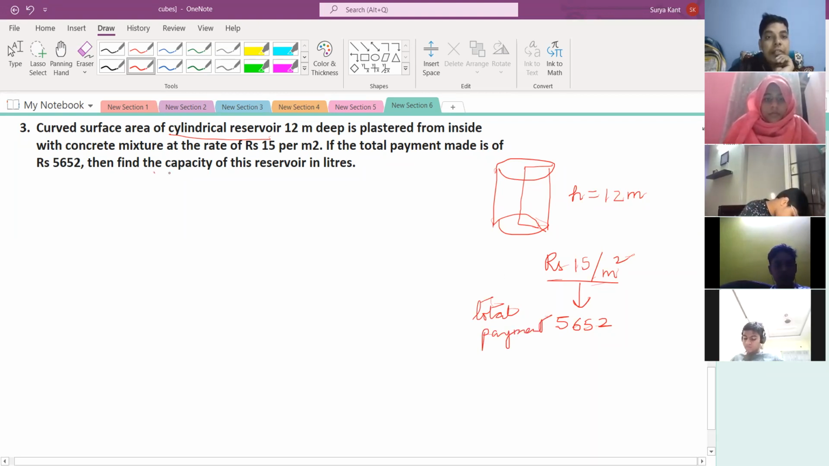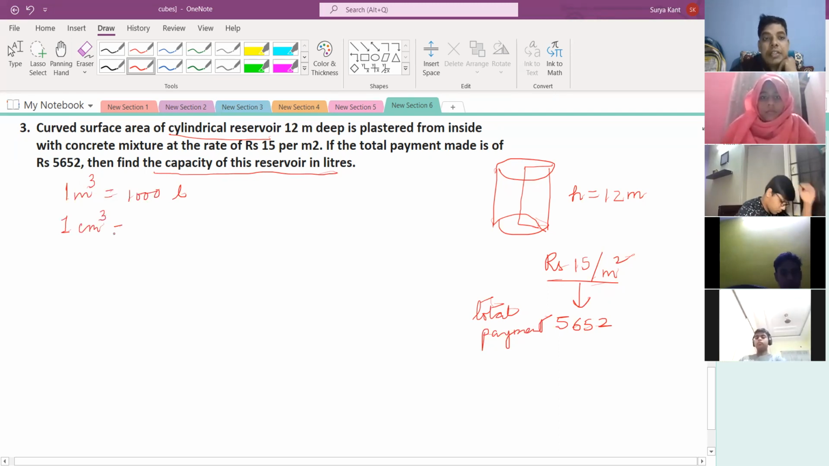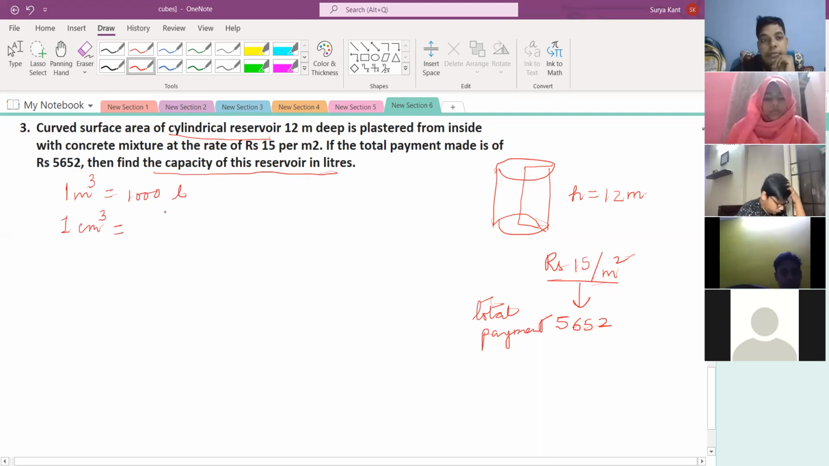So find the capacity of the reservoir. Capacity means the volume of this reservoir in liters. Okay. So one more formula, just remember: 1 meter cube is equals to how many liters? 1000 liters. Sir, if we do 5652 by 15, then we can get the CSA. Okay, how? Cross multiplication. If 1 meter cube is 1000 liters, then 1 liter is 1 by 1000.